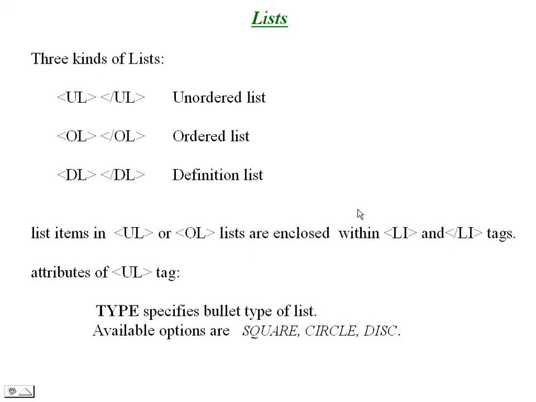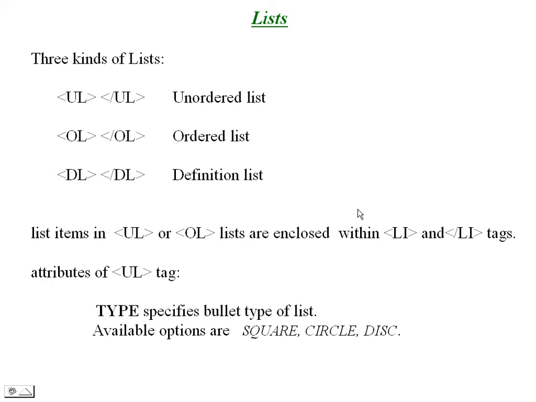Now we will see the list tags. As the name implies, these tags are used to display contents in the list fashion. There are three kinds of lists: an unordered list, an ordered list, and a definition list. List items in an ordered list are included within list tags.